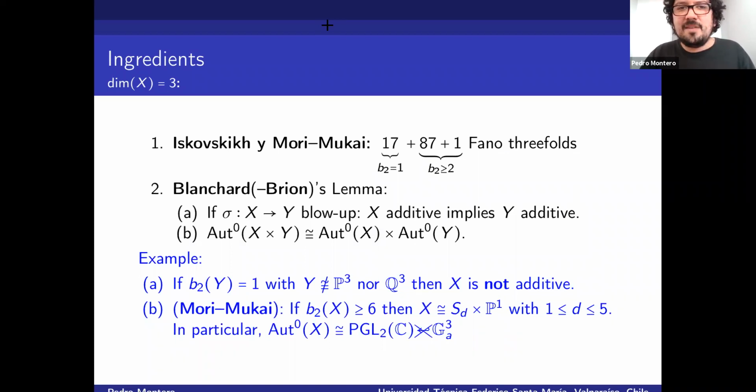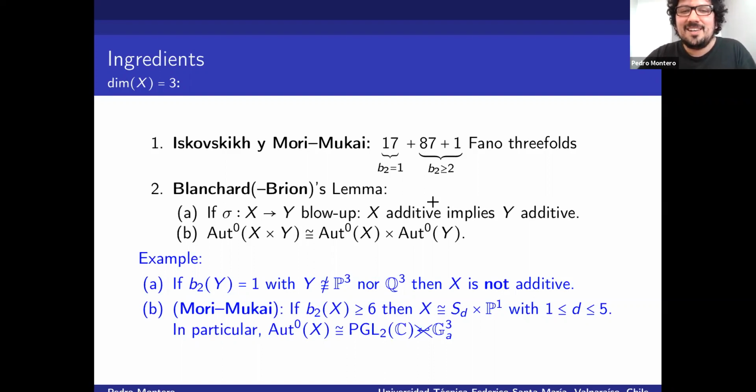So let me give you a list of ingredients that we used. Of course, the very first, let me start with dimension 3. The very first ingredient is the Iskovskikh and Mori-Mukai classification of Fano threefolds. Of Picard rank 1, we have 17. For Picard rank 2 or more, you have 87 plus 1, which is the Mori-Mukai classification. So you have 105 Fano threefolds to check. Well, it's a finite list, but still very long, and some of them are not that easy. So you have to do it in a more clever way.